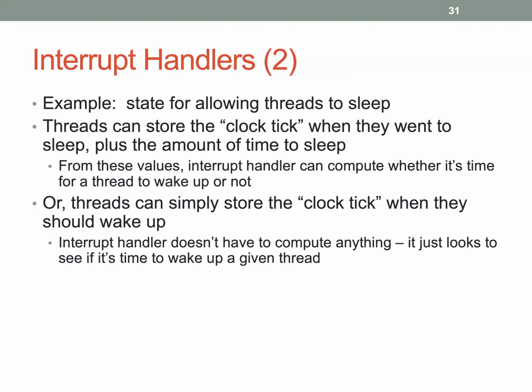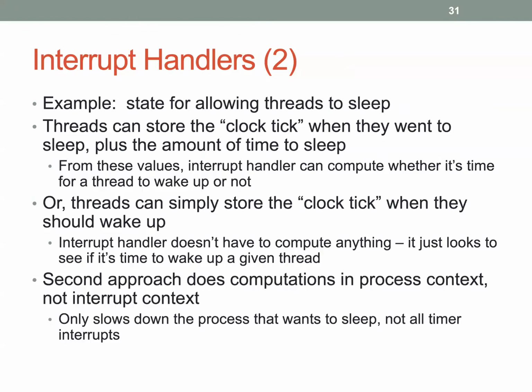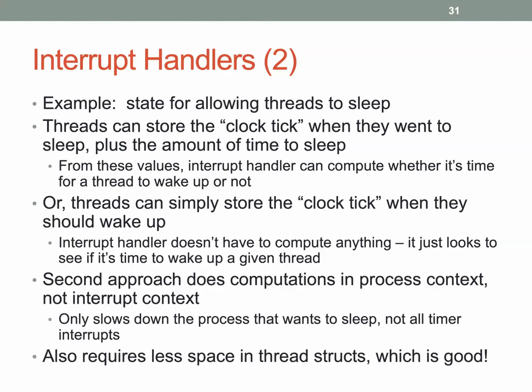Instead, the thread sleep operation could just calculate when the thread should wake up. Now the interrupt handler just needs to look at the value, and that's it. So you would much prefer to just do the work in process context and let the interrupt handler do as little as possible. Okay? So the second one is what we recommend for project 2. It'll make your code very fast.